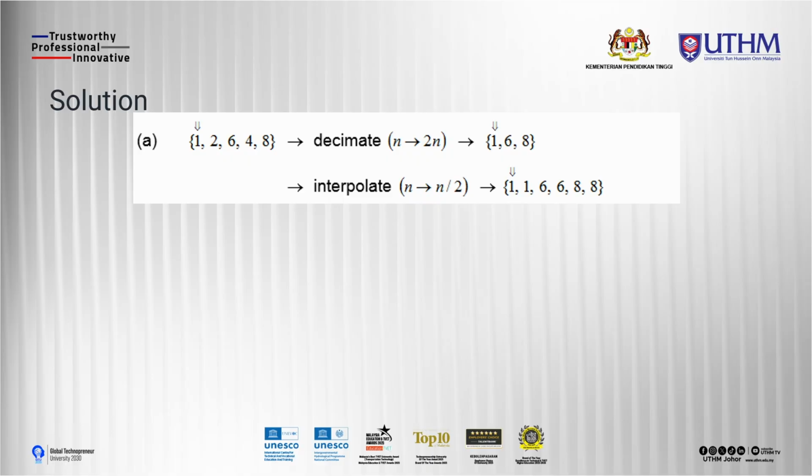Now let me show you the answer if we do the decimation first, then interpolate. Okay, first we decimate by 2. So we shorten down the signal. We take every two samples. So 1, 6, 8. Okay, 1, 6, 8. After that, interpolate by 2. By step interpolation, you have 1, 1, 6, 6, 8, 8. Okay.